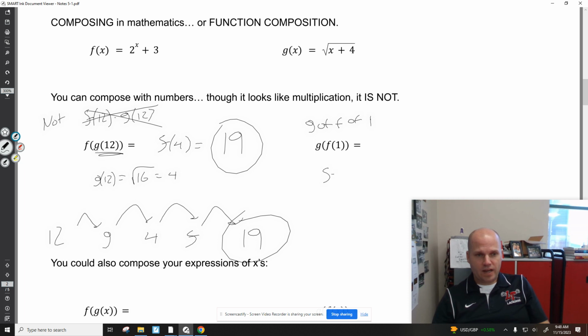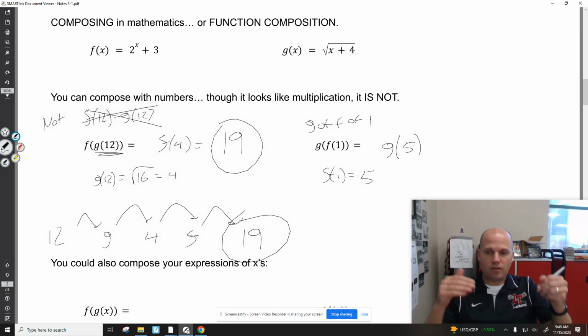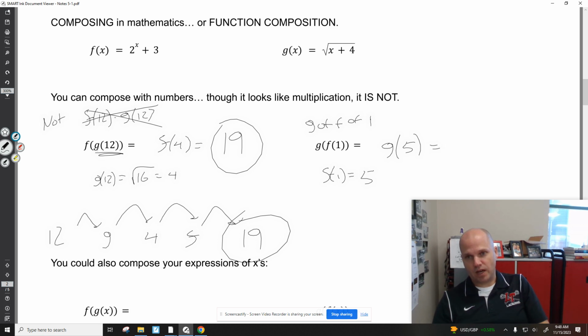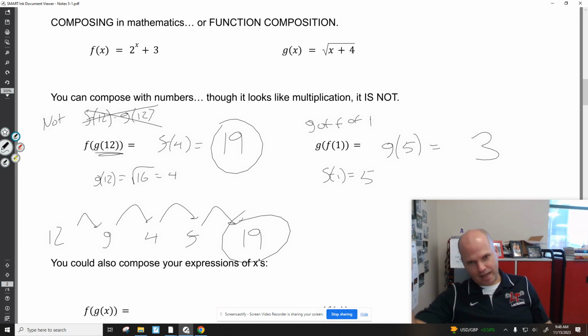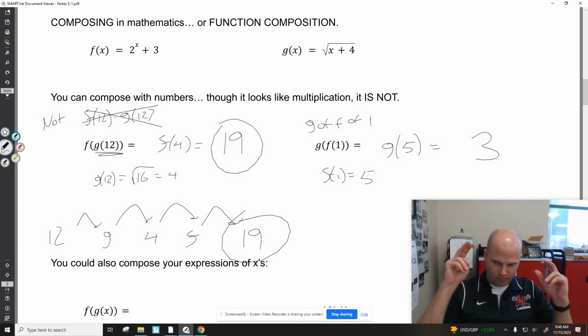So we can find F of 1. F of 1 is 5. We can find G of F of 1. F of 1 is 5, so G of F of 1 is G of 5. G of 5 is the square root of 9. The square root of 9 is 3. So we took 1, we plugged it into F. It got me an output. That got plugged into G. Boom, it got me my final answer.